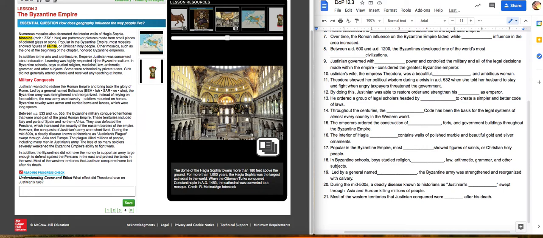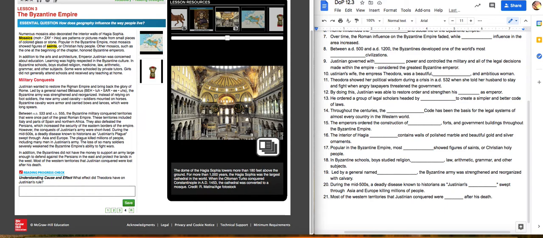In addition to the arts and architecture, Emperor Justinian also concerned himself with education. Learning was highly respected in the Byzantine culture. In Byzantine schools, boys studied religion, medicine, number 18 in your notes, law and arithmetic, grammar, and other subjects. Some were schooled by private tutors. Girls did not generally attend schools. They received their teaching at home. So get a good base.